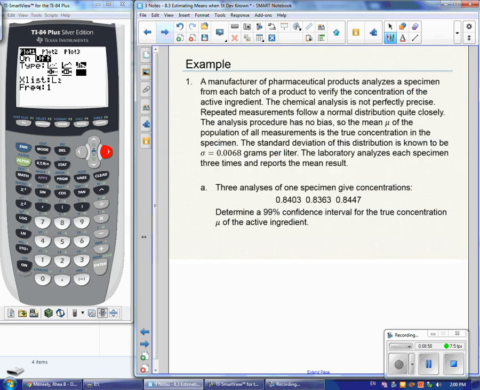In number 1, it says a manufacturer of a pharmaceutical product analyzes a specimen from each batch of a product to verify the concentration of the active ingredient.